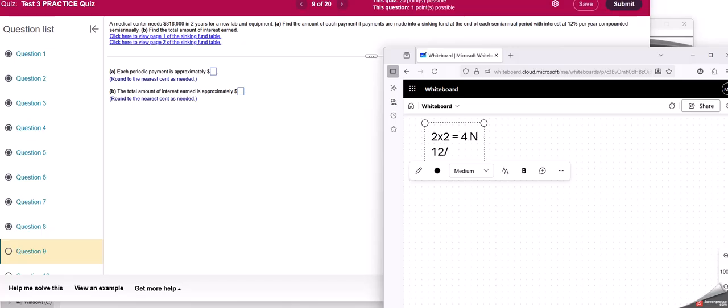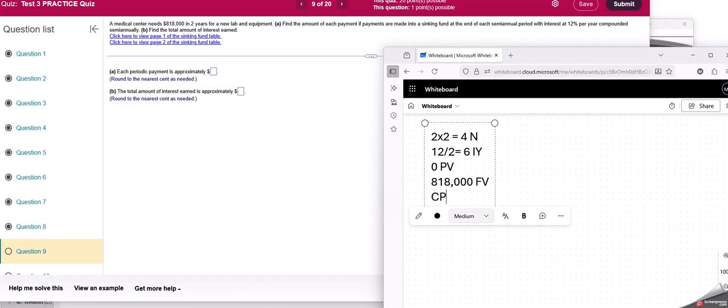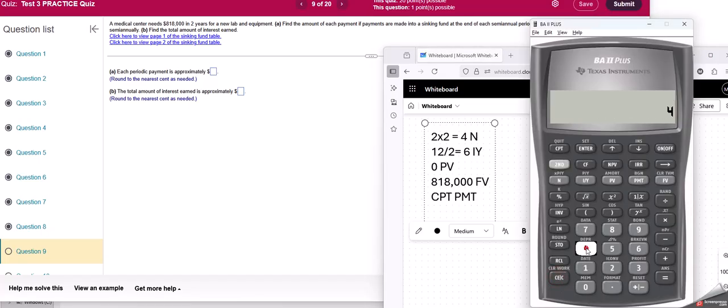12% per year compounded semi-annually, so divide that by 2. 6 is our IY. We're not starting with anything today in these sinking funds, so our present value is always 0. We're computing for the payment. The 818,000 is a future value. So we'll put that into our calculator. 4 is our N, 6 is the IY, 818,000 is our future value, no present value, and then compute the payment. So 186,987.84.